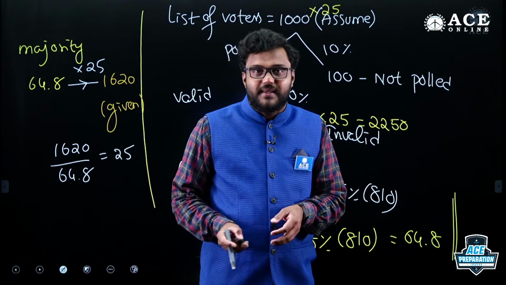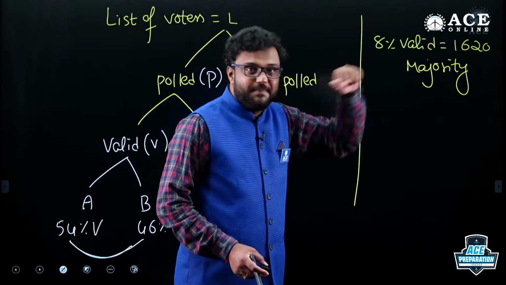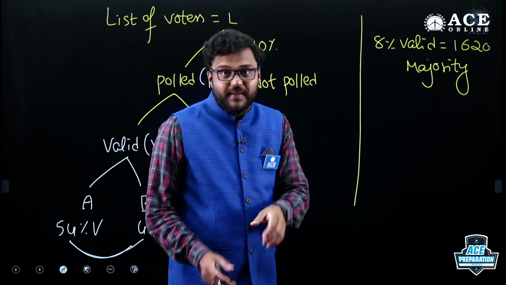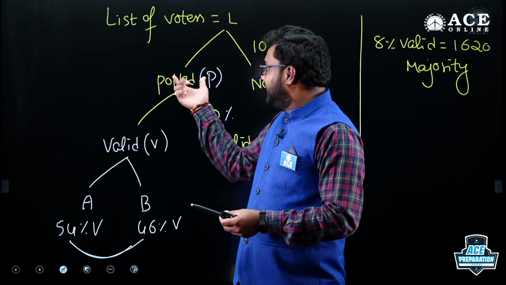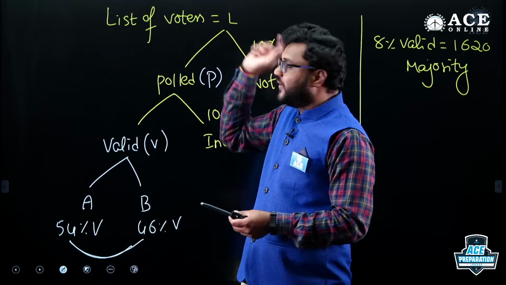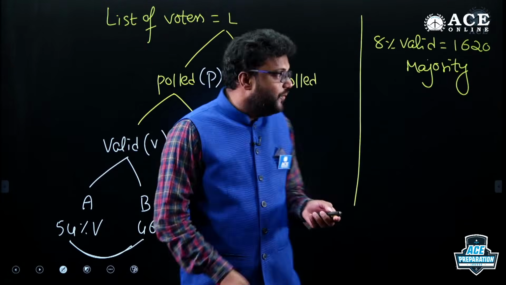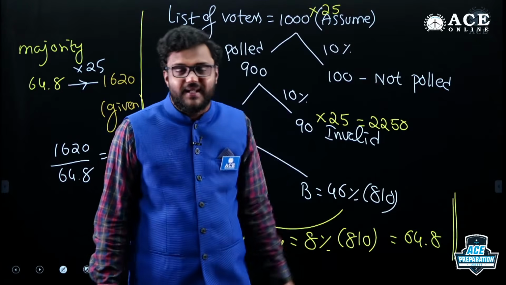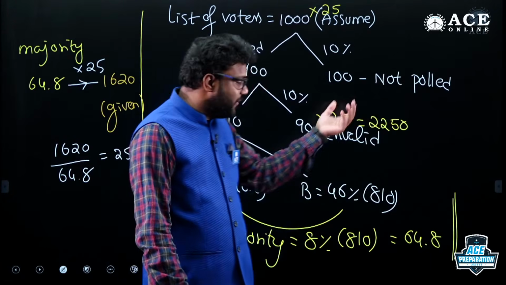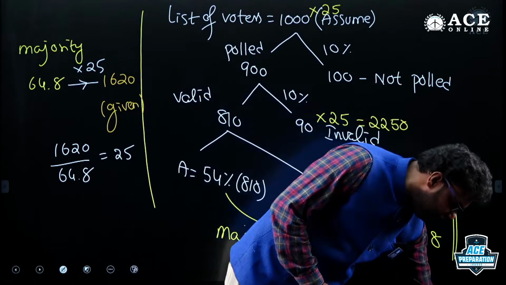Or else the other method is you can do the reverse process here. Calculate what is 8% of this. From that, the total valid votes will be obtained. From valid, go to polled. From polled, you can go to the list of voters. You can do it like that also. There are many ways, but we recommend going with this. Since all are in percentage, we can assume and proceed. Clear? Now see the next question.